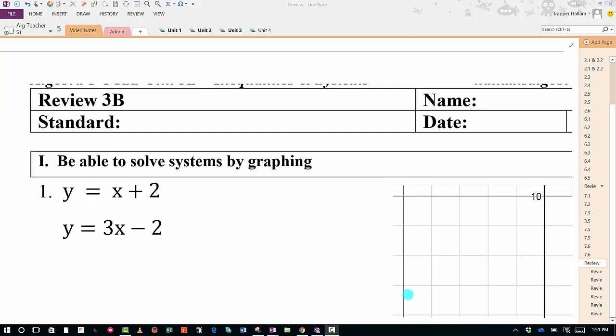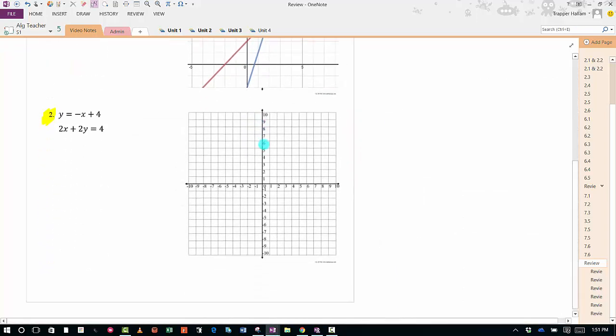Okay, hi and welcome. We're going to do some questions from review 3B just so you get an idea of a few here. So I'm going to go quickly and we'll try to break this up. First one I'd like to do then is here.